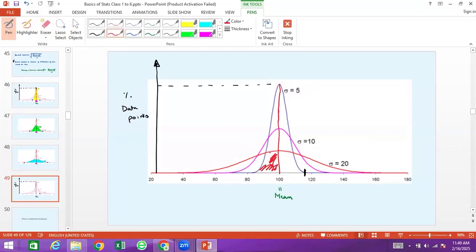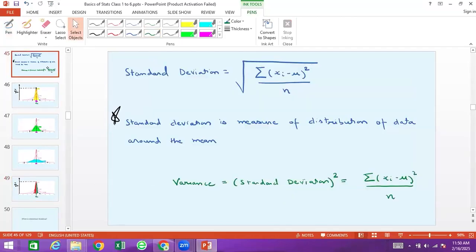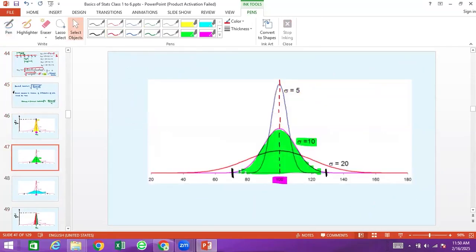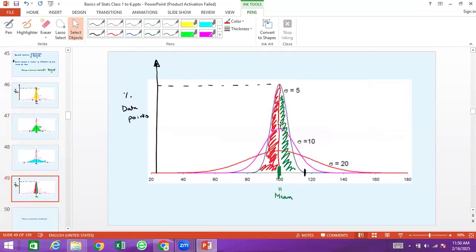One half is this, and exactly the symmetrical half you will see on the other side. So you will find the mean at the center. Just like these values, if I know that this is very symmetric around 14, there are 2 points here, 2 points here. So the middle value is the mean. In the same way, if I know that this is exactly the similar distribution around 100, then 100 is going to be the mean.